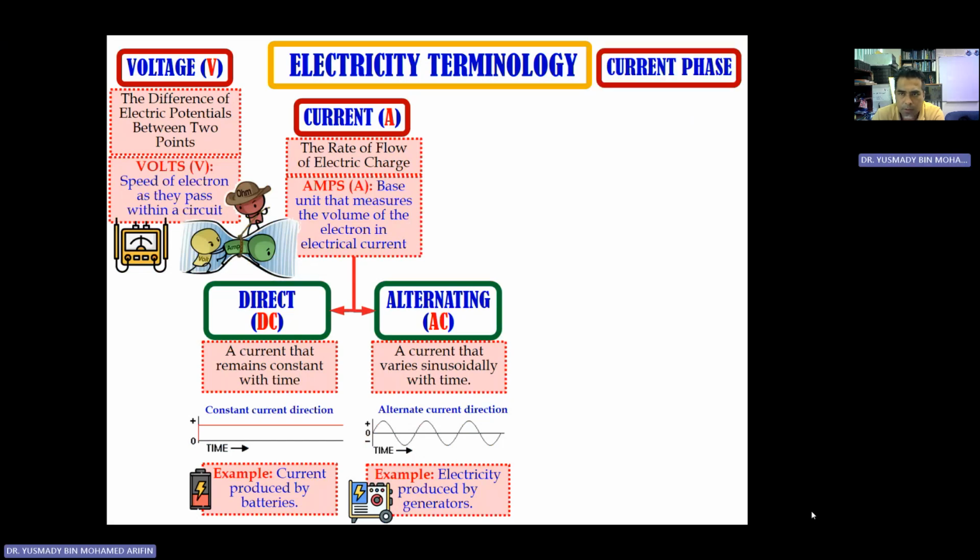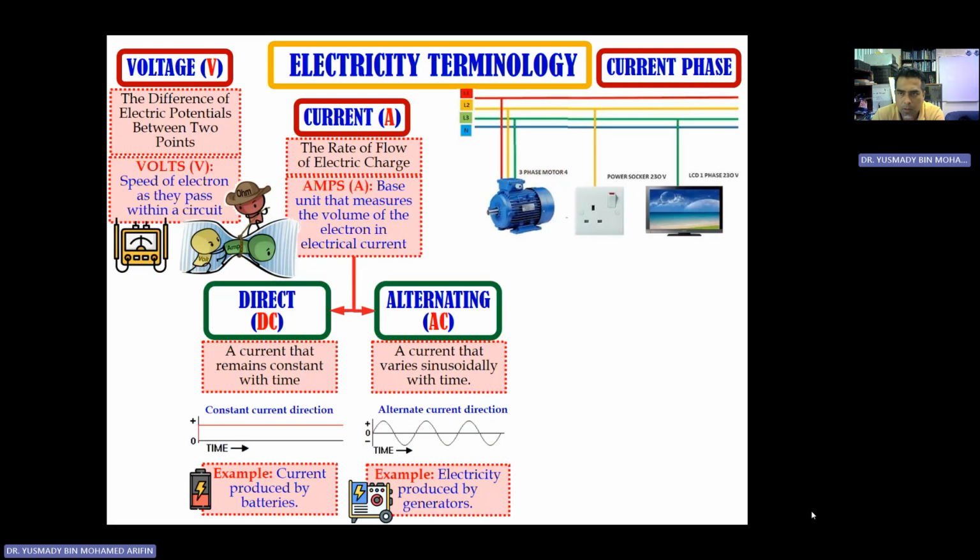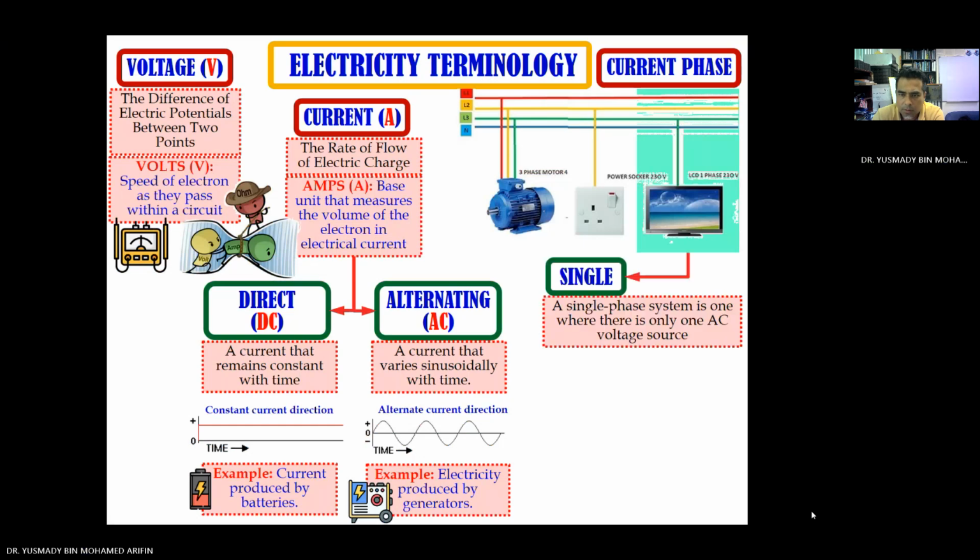And then we have current phase. There are two types of current phase. First, we have the single phase. For example, the figure shows an LCD monitor that uses a single phase. A single phase system is one where there is only one AC alternating current voltage source.